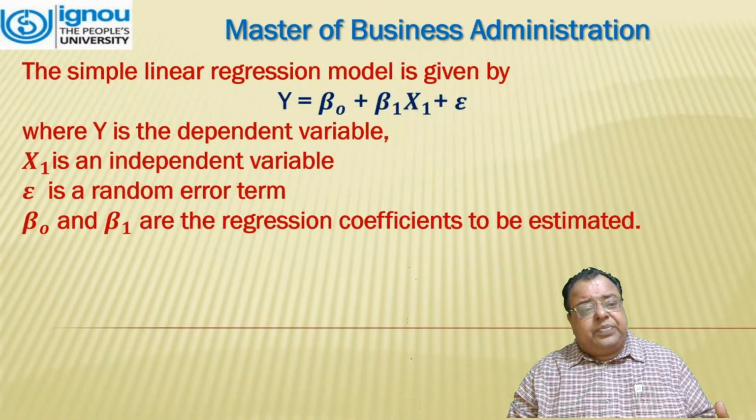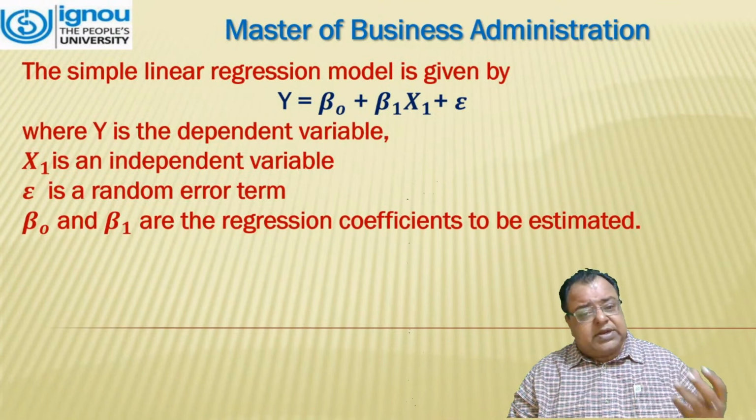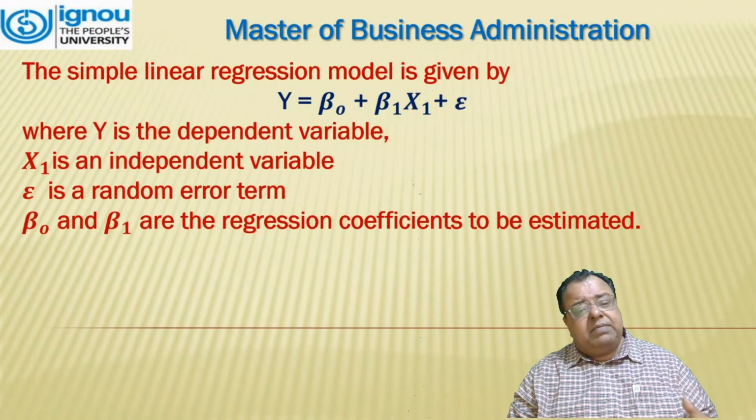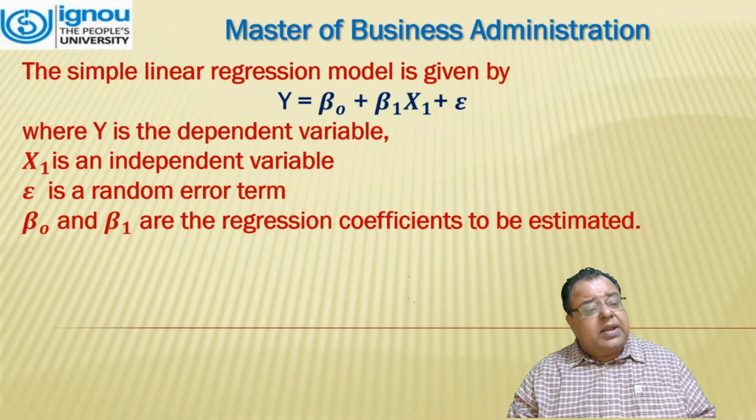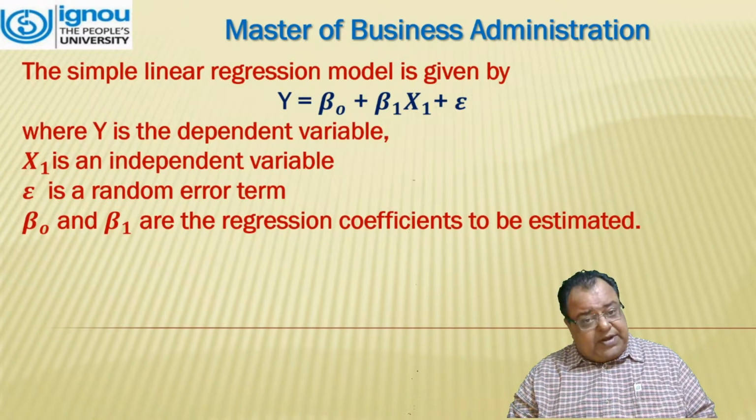In general, the simple linear regression model equation is given by y = β0 + β1 x1 + ε, where y is the dependent variable, x1 is an independent variable, ε is a random error term, and β0 and β1 are the regression coefficients which need to be estimated.